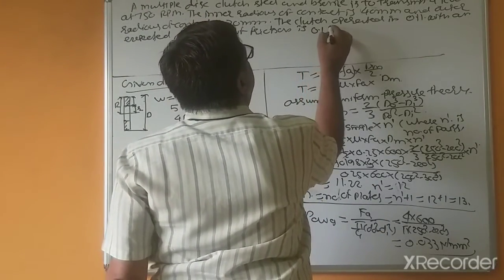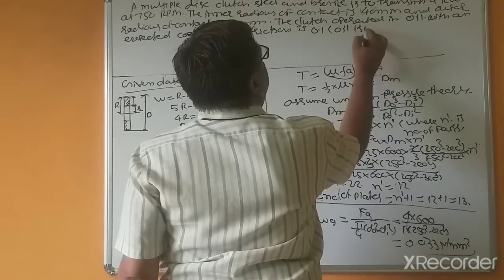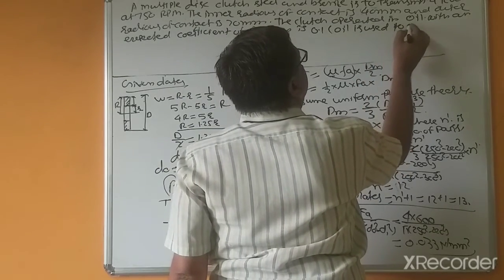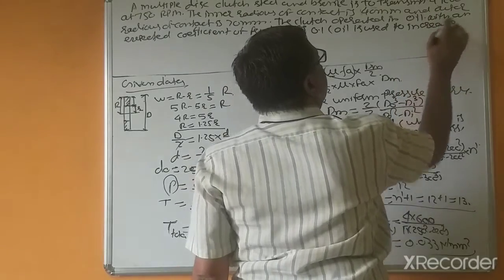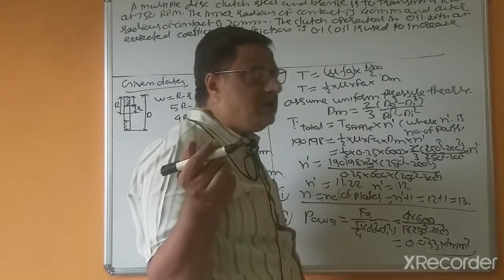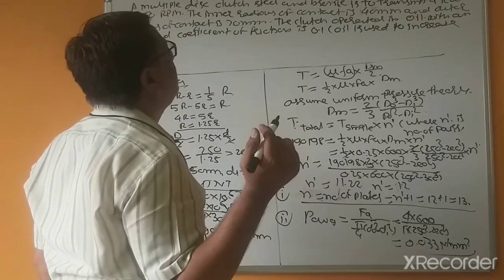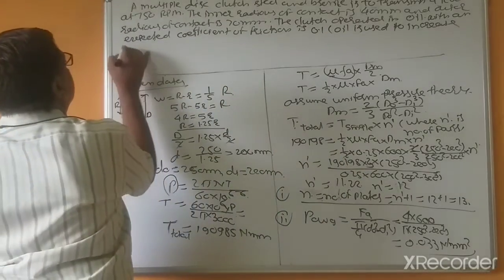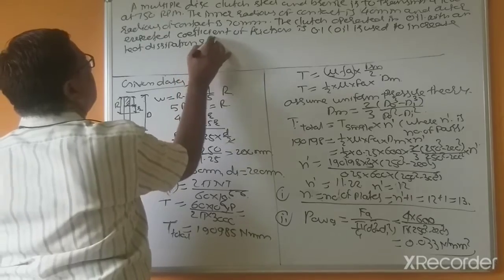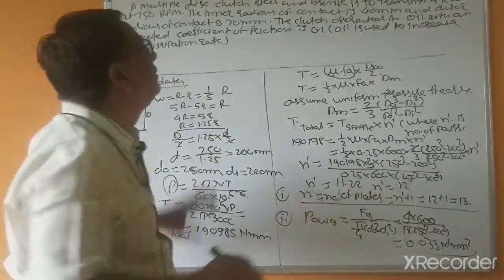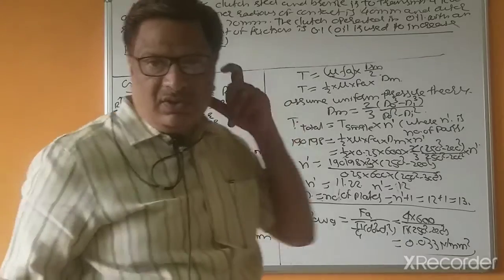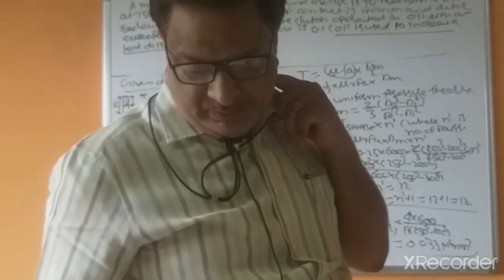So here oil is used to increase, because during the running conditions due to friction heat may be generated and that heat is to be dissipated. So that's why here oil is used to increase the heat dissipation rate. So try to understand this. This is important. Oil is used to increase the heat dissipation rate. Otherwise you may be confused. So what is the use of the oil?